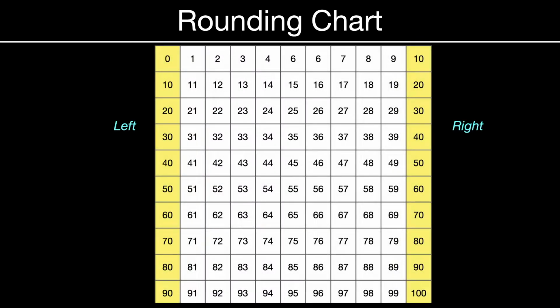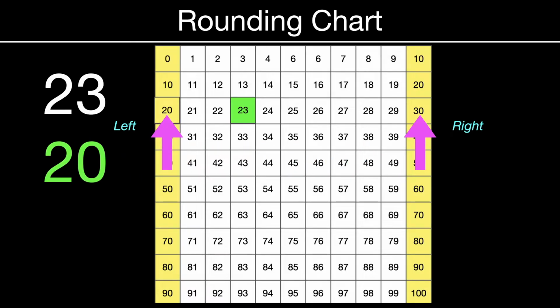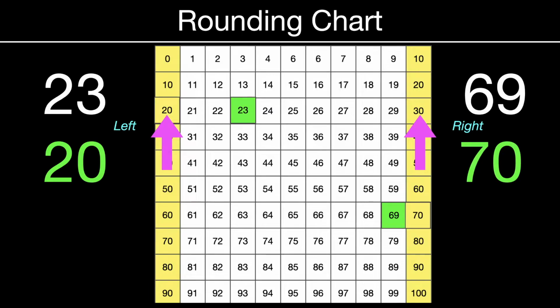Notice on the left and the right, there are those columns in yellow. Those are the tens that we need to round to. And we'll have to pick either one. So for example, 23, if we wanted to round 23, we would find that on our rounding chart. Notice that's in between 20 on the left and 30 on the right. You will have to pick one of those two numbers. The one you pick will be the one that's closer. So in this case, 23 is closer to 20, so 23 rounds to 20. Or 69. We would find 69, and that's closest to the 70 on the right in this example, so 69 rounds to 70.